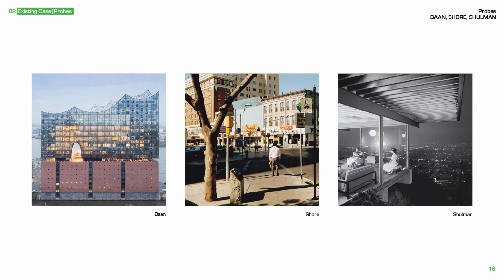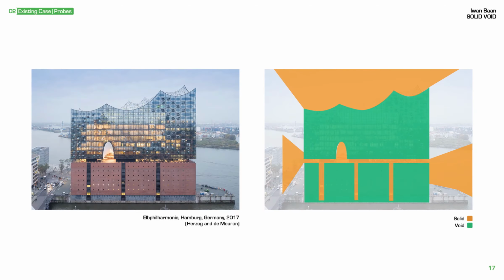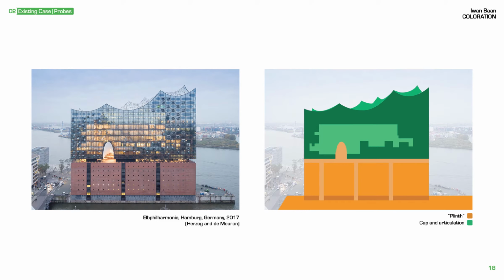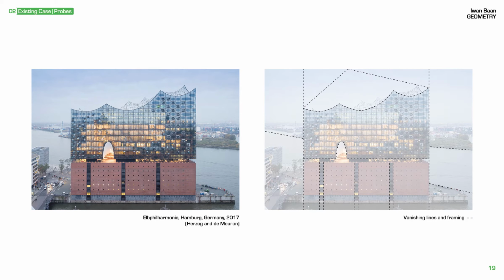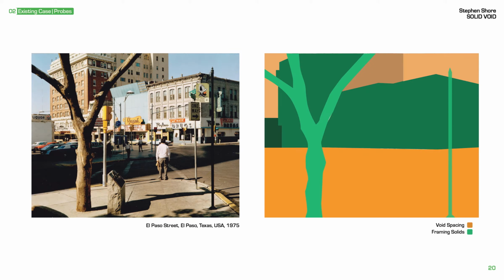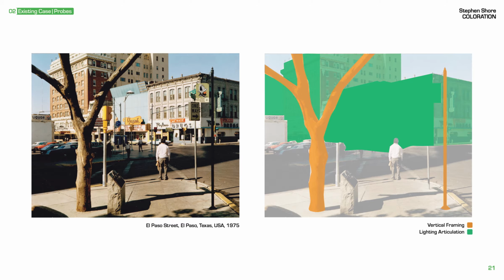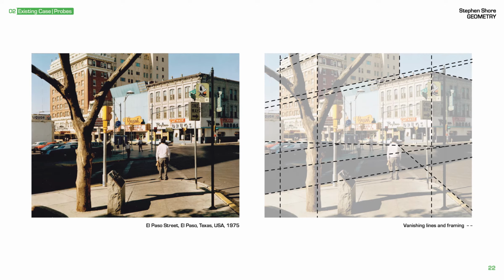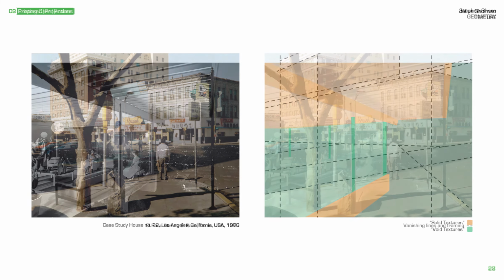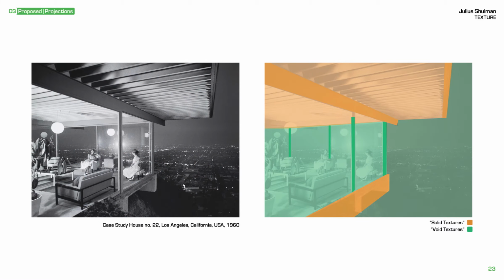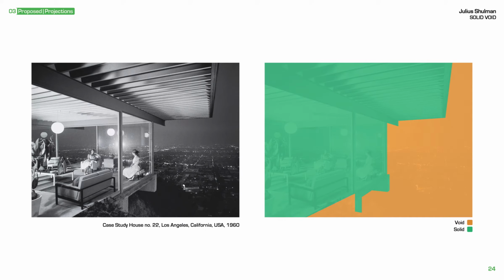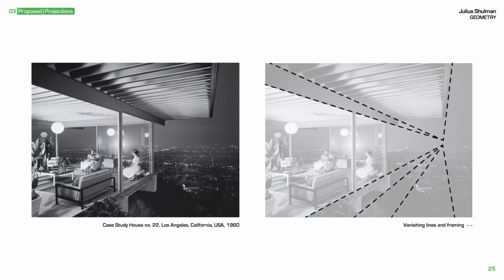Studying the likes of Bond, Shore, and Shulman, their photographs are dissected via solid-void relationships, coloration/texture, and geometry. Bond's photograph of the Hamburg Opera House shows good examples of involution, coloration, and texture, while Shore's photo of the El Paso street shows framing via coloration, lighting, and leading lines. Finally, Shulman's photo teases mysteriousness and ambiguity through leading lines and strategic cropping.